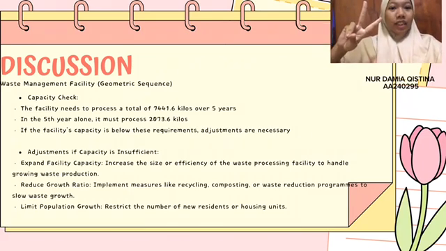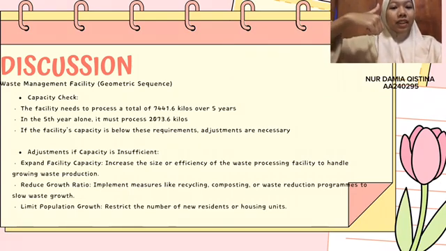The second step is adjustment if capacity is insufficient. The first one, expand facility capacity: increase the size or efficiency of the waste processing facility to handle growing waste production. Second, reduce the growth ratio: implement measures like recycling, composting, or waste reduction programs to slow waste growth. The last one, limit population growth: restrict the number of new residents or housing units.